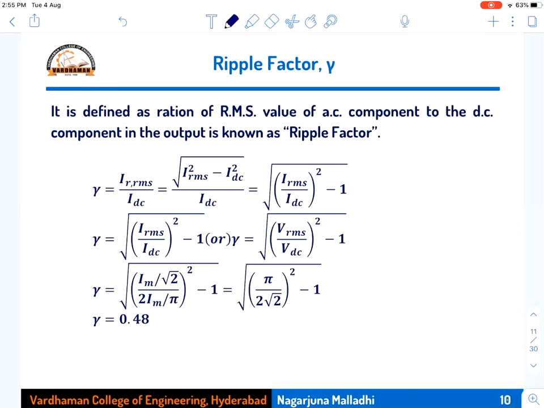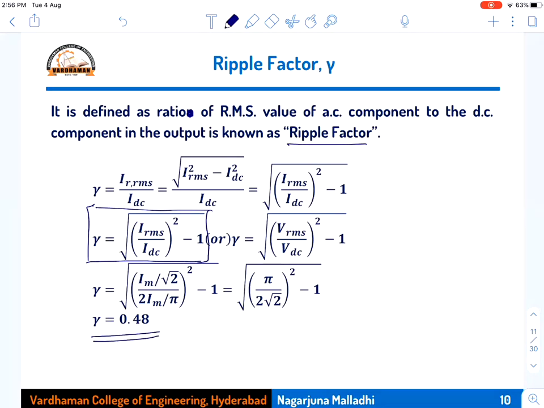Next, ripple factor. You already know the definition of the ripple factor. It is defined as the ratio of the RMS value of the AC component to the DC component in the output. The standard formula is gamma is equal to the root of (IRMS by IDC) whole square minus 1. In terms of voltages, it is VRMS by VDC, just IRMS is replaced by VRMS and IDC by VDC. For the full wave rectifier, IRMS is Im by root 2 and IDC is 2Im by pi. Substituting these, you get the gamma value as 0.48.